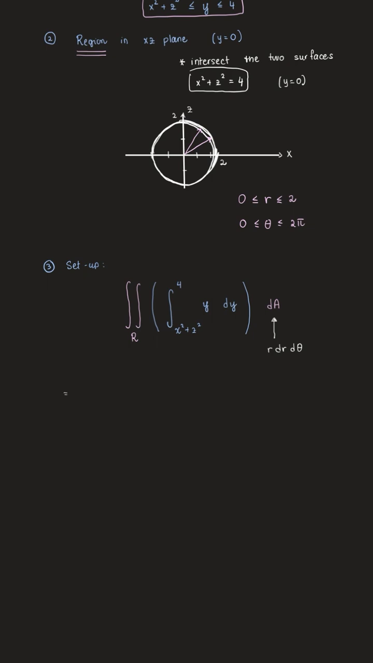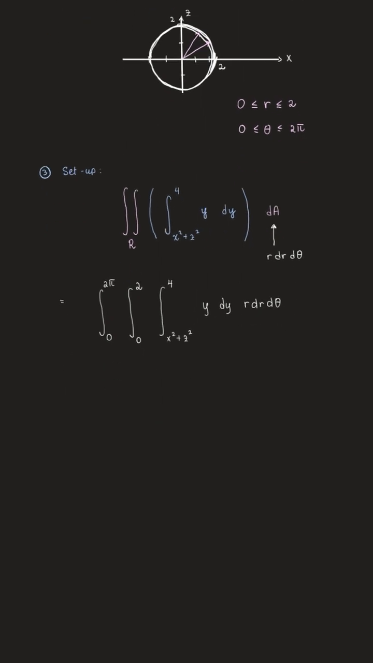All right, so we're ready to write our integrals. Outer integral will be theta from 0 to 2 pi. It doesn't really matter in this case, but I'm going to just use theta from 0 to 2 pi. Middle integral, r from 0 to 2. The order here doesn't matter; we can very easily switch it because they are both between constants. And our inner integral is from x squared plus z squared to 4 of y dy, r dr d theta.